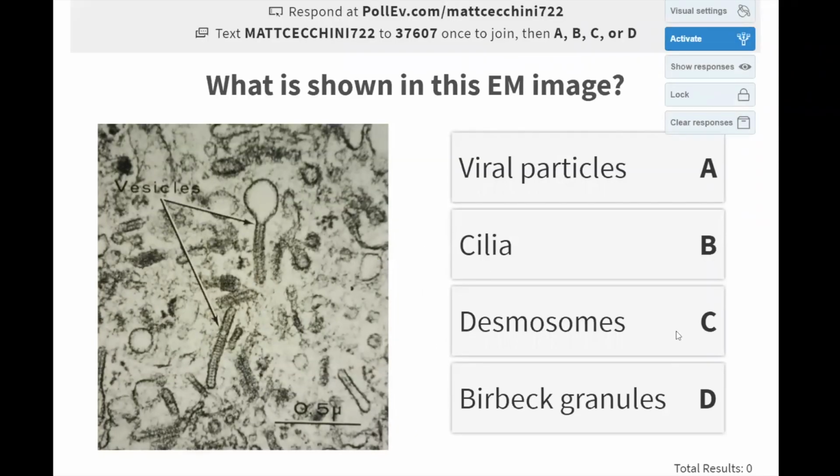So the last question for this case is, if we had this EM picture here, what am I trying to show here? Is it A, viral particles? Is it B, cilia? Is it C, desmosomes? Or is it D, Birbeck granules?